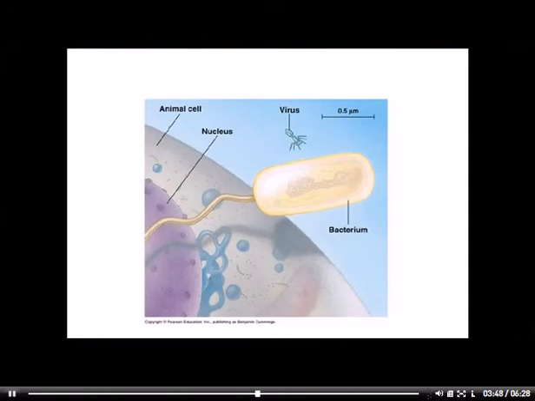Viruses were only recently discovered due to their incredibly small size. In this graphic here, you'll see the eukaryotic cell, your animal cell. You'll see a bacteria cell, which is much, much smaller. And then you have your virus, which is incredibly small.